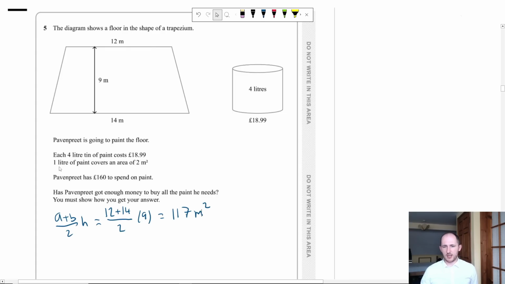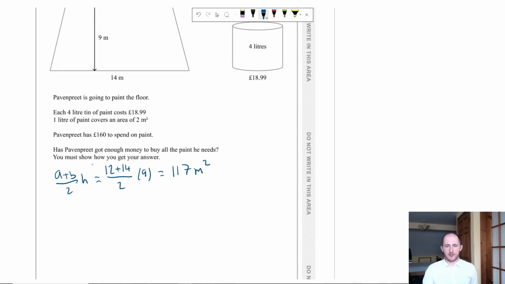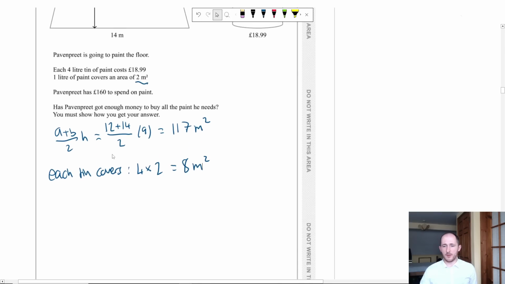Now it says that every 1 litre of paint covers an area of 2 square metres, and if I look over here, each tin actually has 4 litres in it, right? So I should probably work out how much area each tin actually covers. So each tin covers the number of litres, which is 4, times the 2 square metres it tells me over here. So it's 4 times 2. So each tin covers 8 square metres of area. So then to work out the number of tins of paint I would need, all I need to do, so I'll put hash tins, so number of tins.